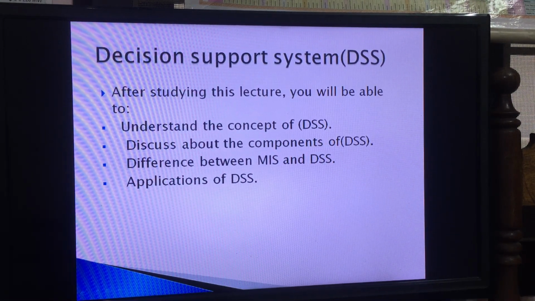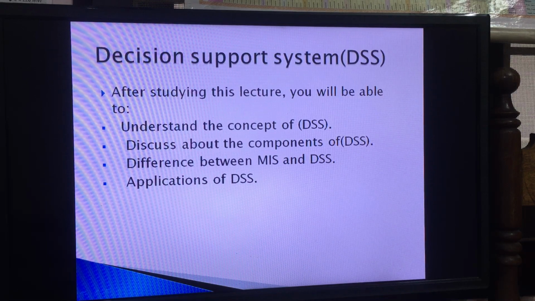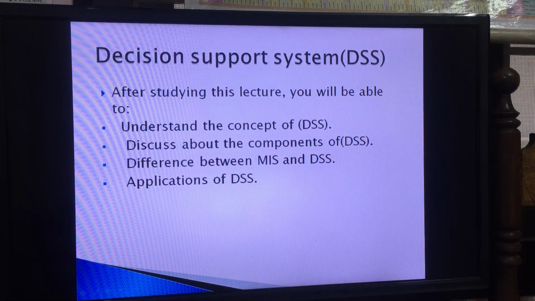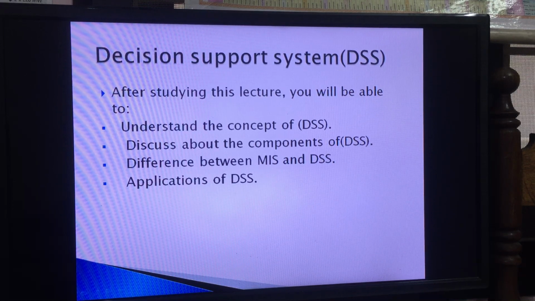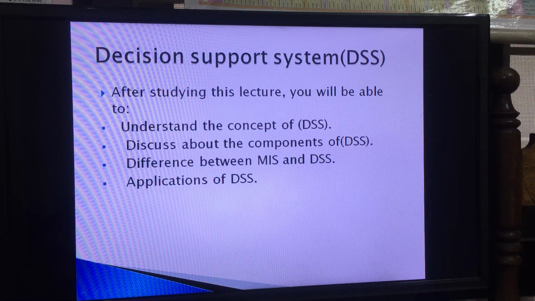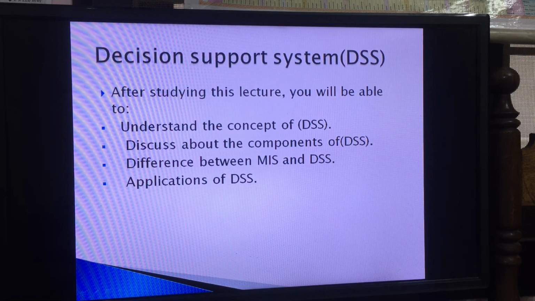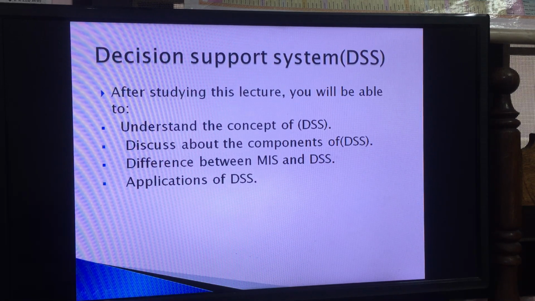The next topic we are going to discuss is about DSS. What does DSS mean? It is Decision Support System. After completion of the lecture, you will be able to learn the following objectives. Hope you can read from the slides. Without wasting time, let's jump into the topic. Let us start with the DSS, that is Decision Support System.